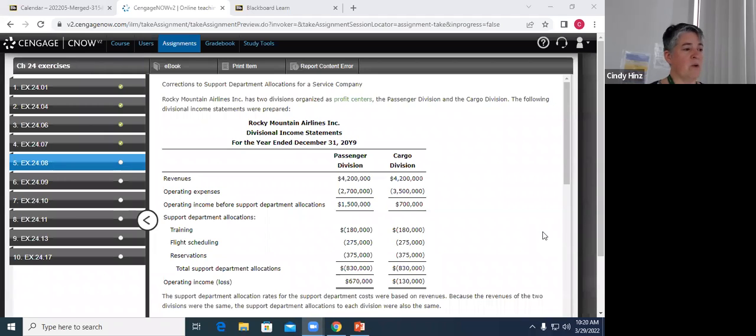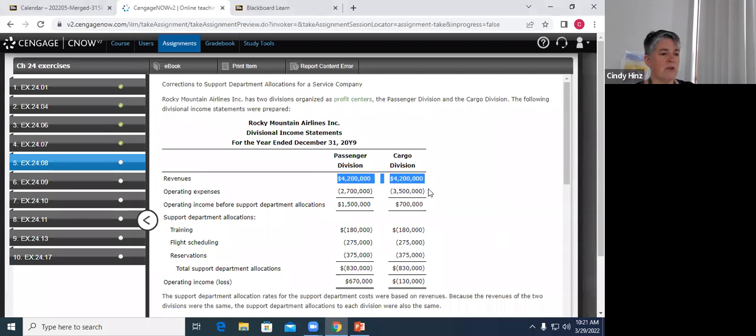Rocky Mountain Airlines Incorporated has 2 divisions organized as profit centers, the passenger division and the cargo division. The following divisional income statements were prepared. What we see here looks very similar to what we did in the last exercise. We have our direct revenues and operating expenses. Then we have our support department allocations from the support departments that are seen to be under the control of those individual managers. What do we notice here?